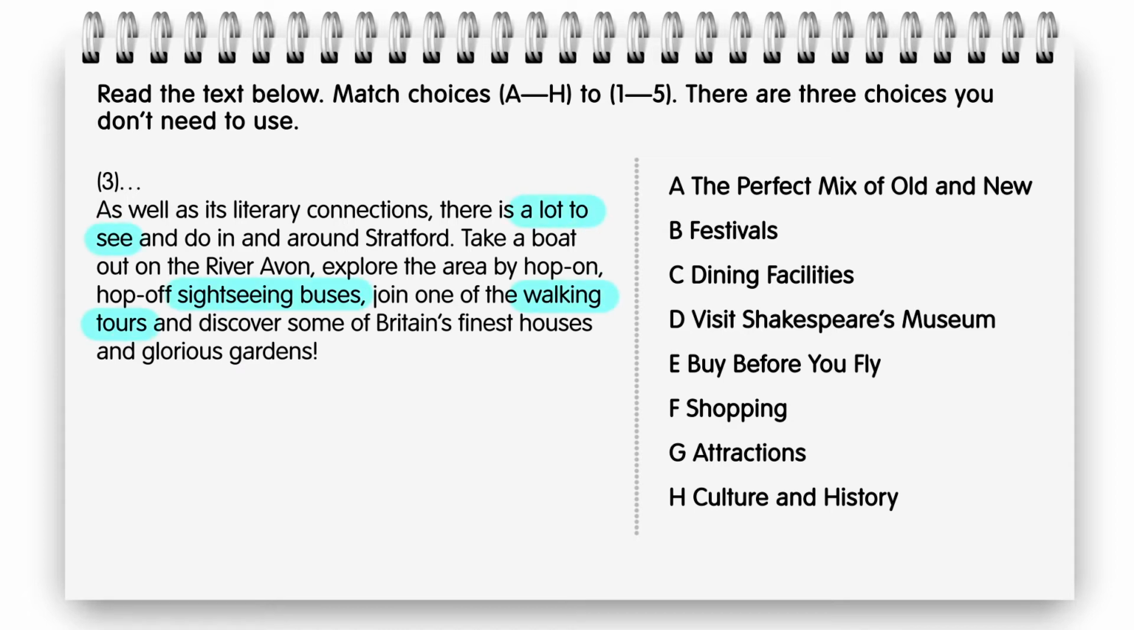Next, sightseeing or sightseeing buses. And finally, walking tours. Now, all of these kind of have the same theme, right? So G here is the most attractive option to us, attractions, because it most closely fits the task which we were given at the beginning of the exercise.